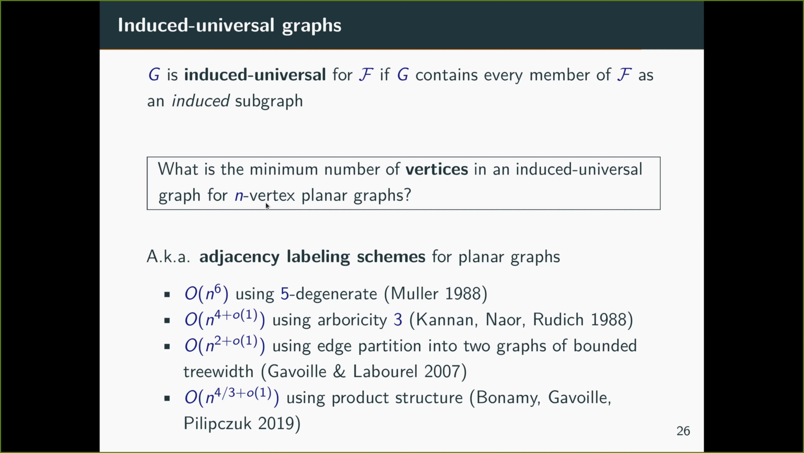So the question for n-vertex planar graphs was studied for a while. It's also known under the name of adjacency labeling schemes in computer science. And there were a bunch of bounds over the years. Until recently, 2 years ago, an n to the 4/3 bound on the number of vertices was obtained by Bonamy, Gwenaël, and Michał Pilipczuk using the product structure. So they already noticed that the product structure was helpful.